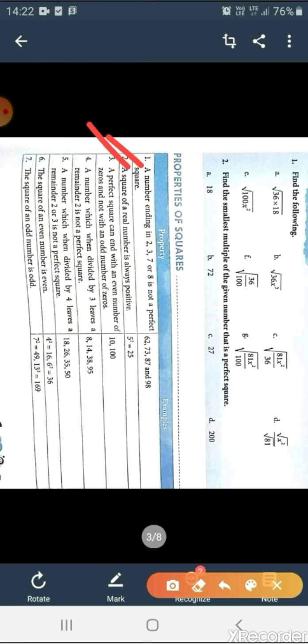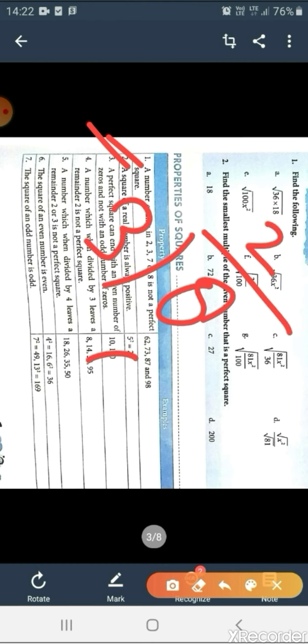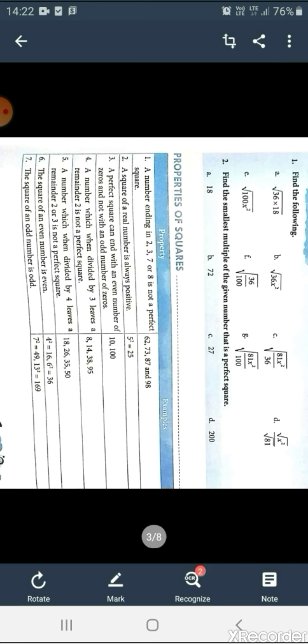A number which when divided by 3 leaves a remainder 2 is not a perfect square. If you have any number and you divide it by 3 and it gives a remainder 2, then it is not a perfect square. For example, 8, 14, 38, 95 are not perfect squares. If you divide 8 by 3, 3 twos are 6, the remainder is 2, so it is not a perfect square.